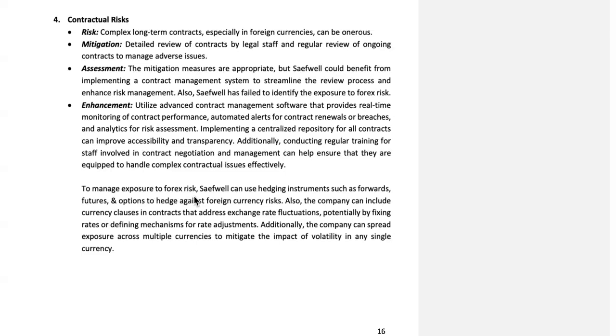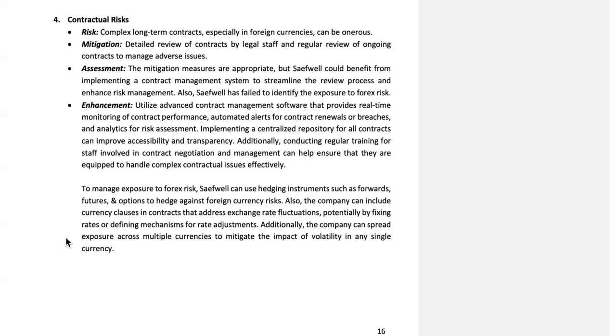And there's no mention about the exposure to forex risk. So with that in mind, it's best that we utilize hedging instruments such as forward contracts, futures, options, and likewise. And definitely this will be tested at your exam, because managing forex risk appears within your P3 as well as F3 syllabi. Also, the company can include currency clauses in contracts to address exchange rate fluctuations, thereby fixing exchange rates, or we can spread currency exposure across multiple currencies when signing these contracts as well.